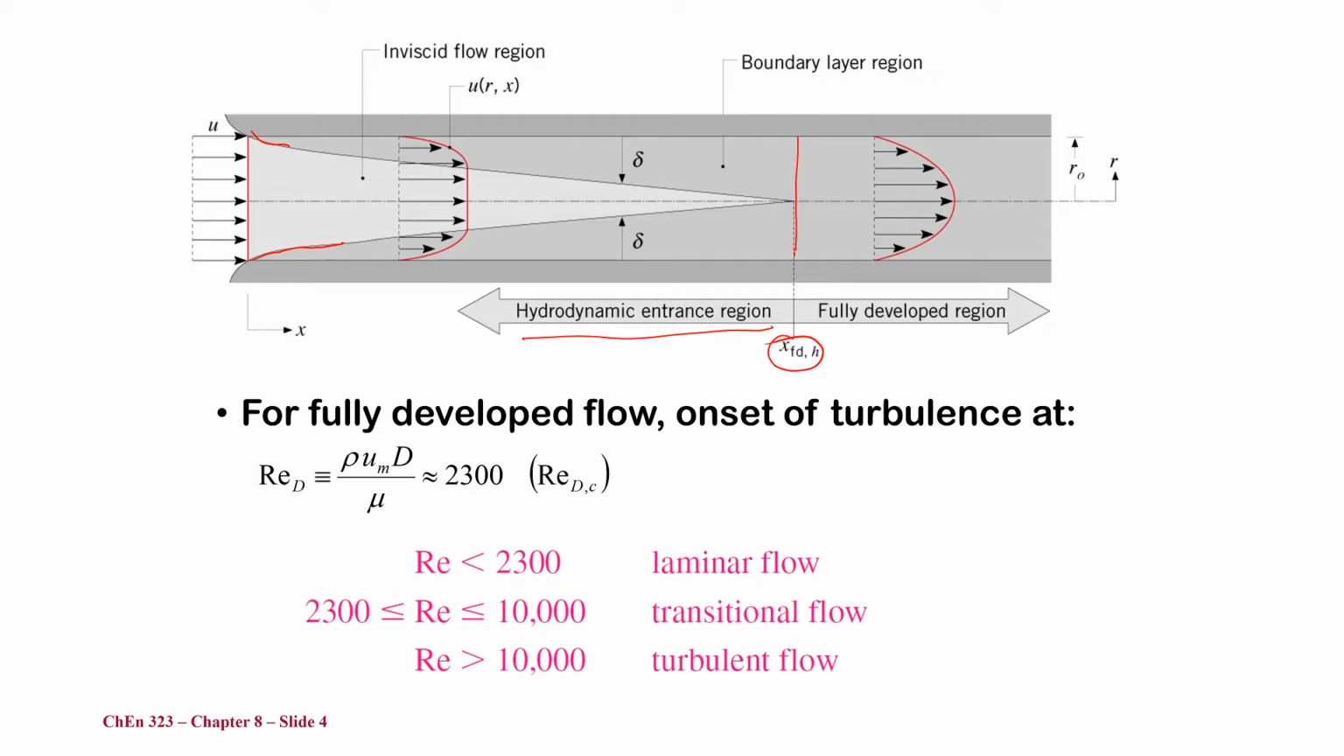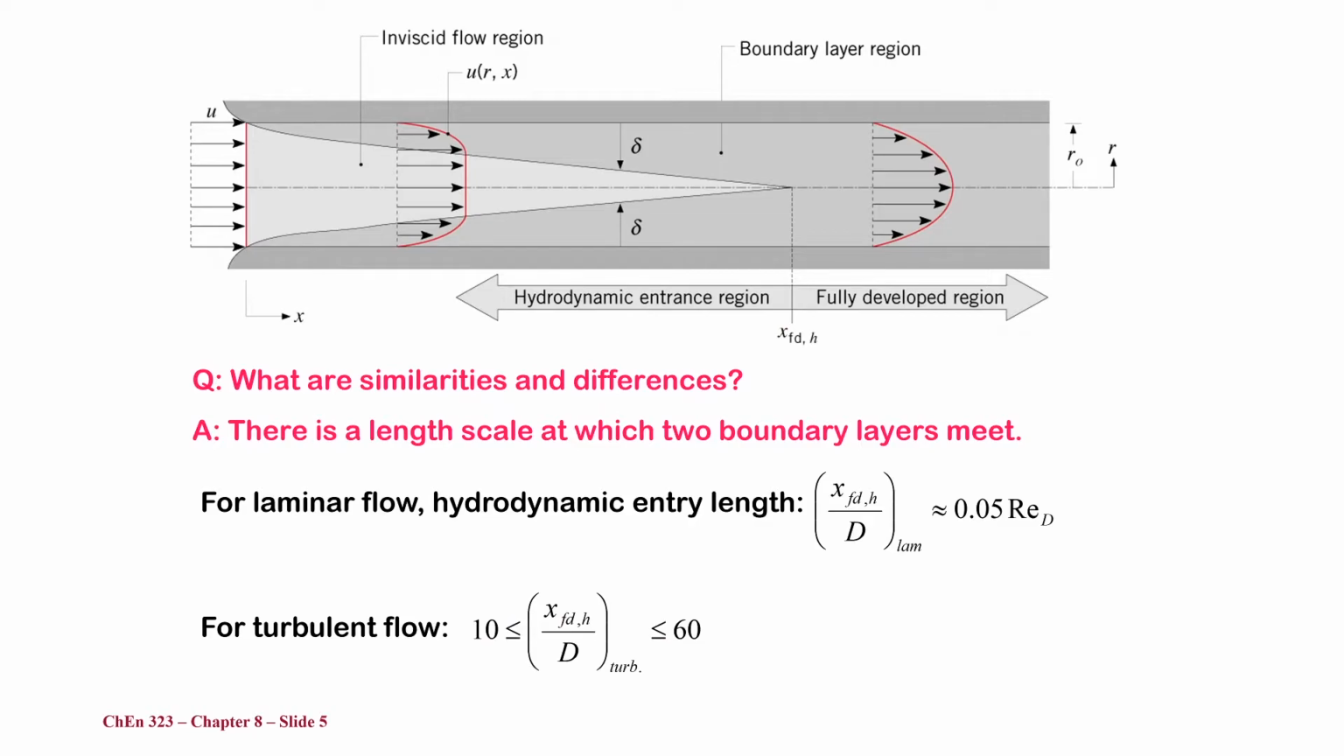That's the second question. So for a circular pipe, the criterion for transition from laminar to turbulent is the Reynolds number. When the Reynolds number is less than 2300, we have a laminar flow. When it is between 2300 and 10,000, we have transitional flow. When the Reynolds number is greater than 10,000, we have turbulent flow. Okay? So now, what is the hydrodynamic entry length? What is this length?